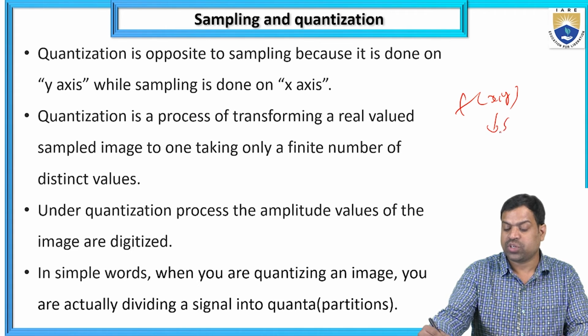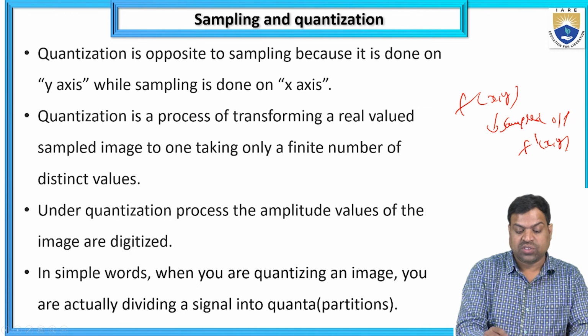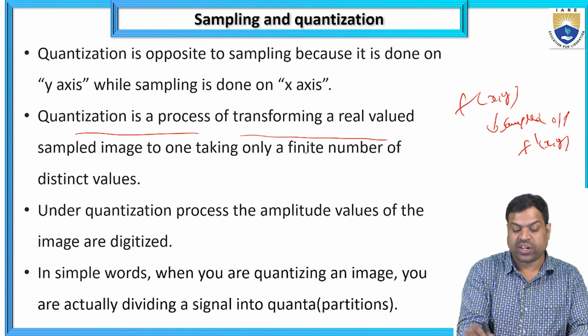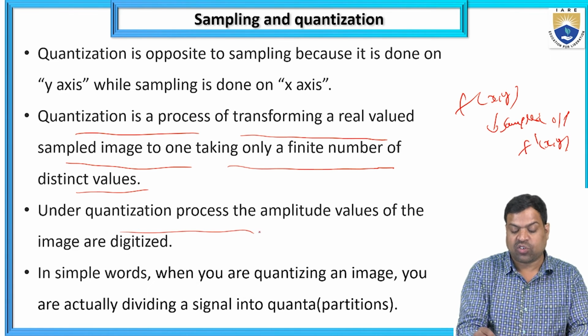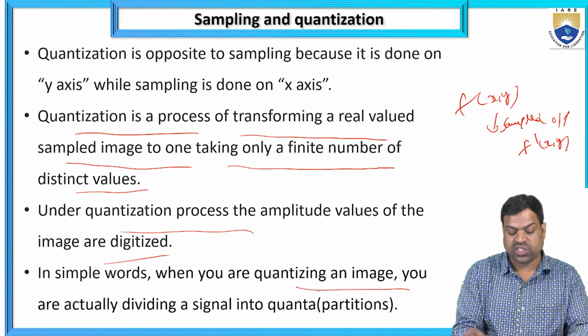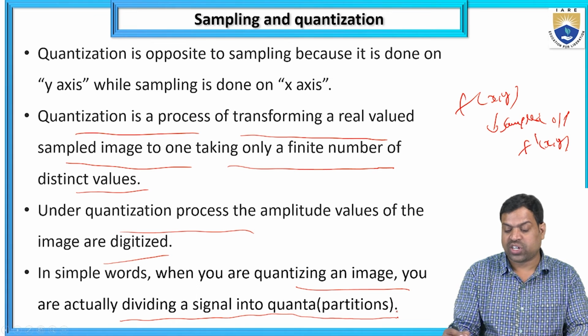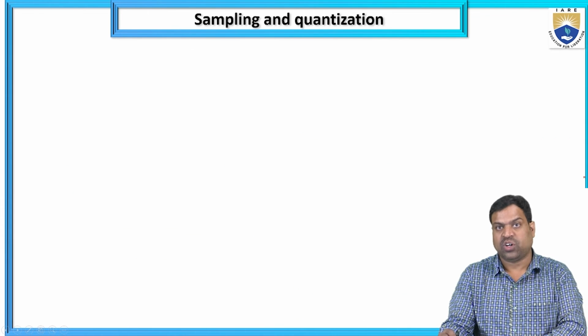What is a sampled output? F dash of x comma y. So quantization is a process of transforming a real valued sampled image to take a finite number of distinct values. Under the quantization process, the amplitude values of the image are digitized. When you are quantizing an image, you are actually dividing a signal into quanta. So the samples are converted by quantization. Quantization means quantizing the values or partitions.